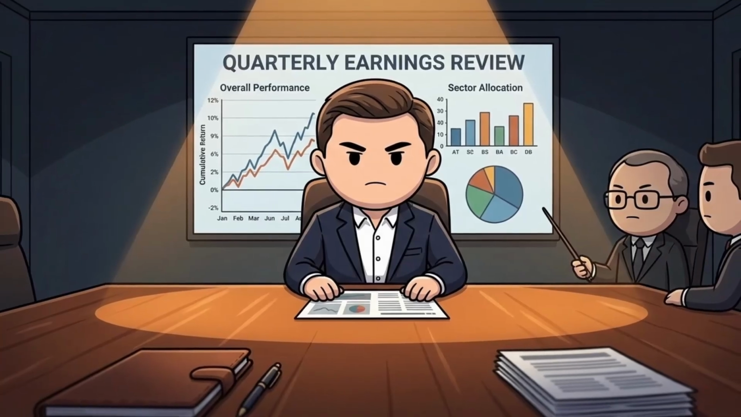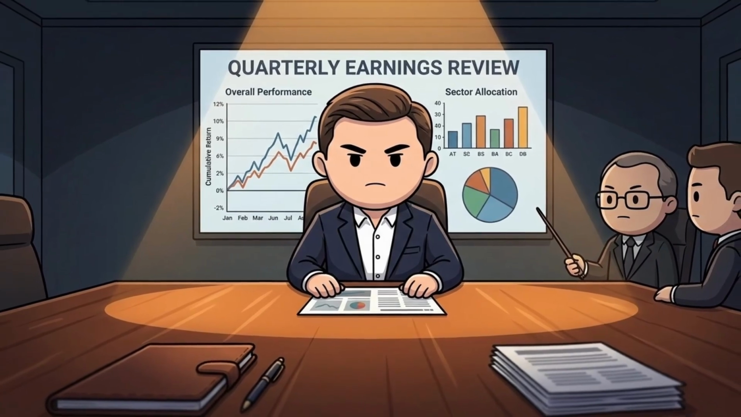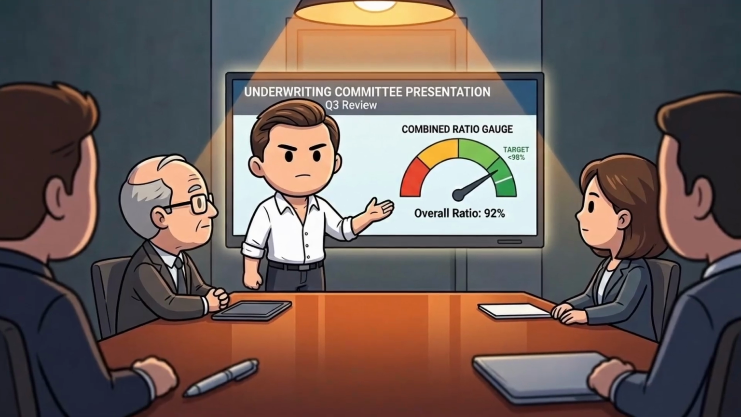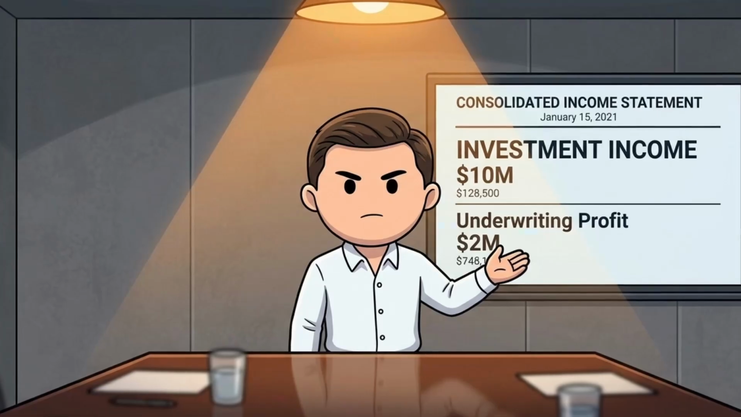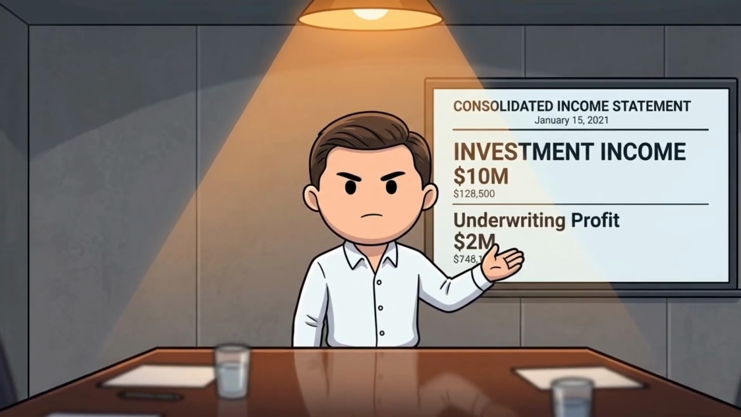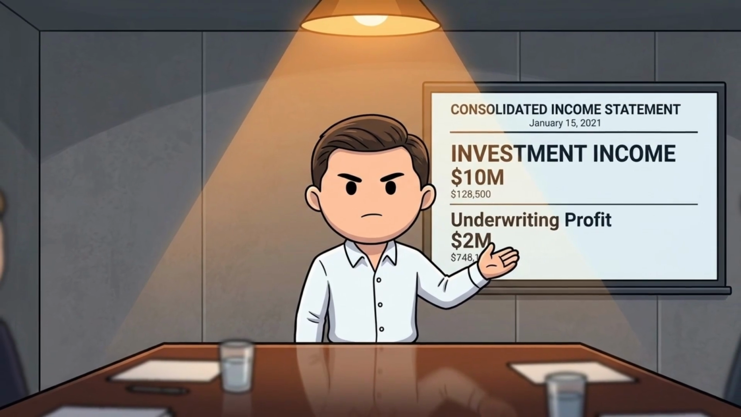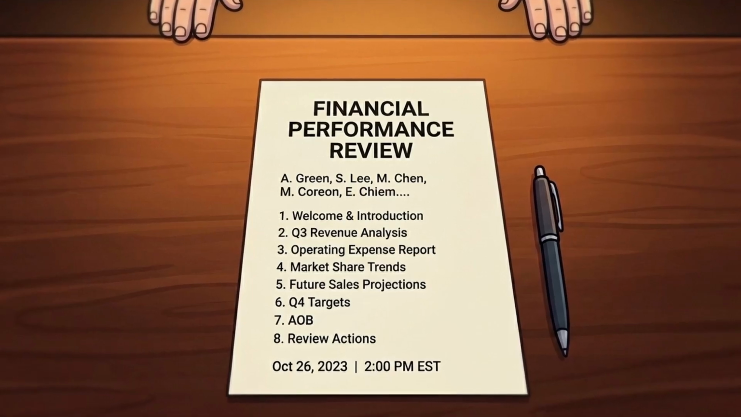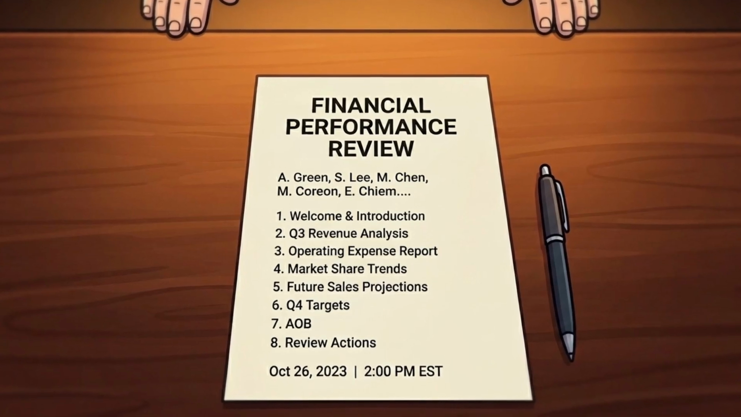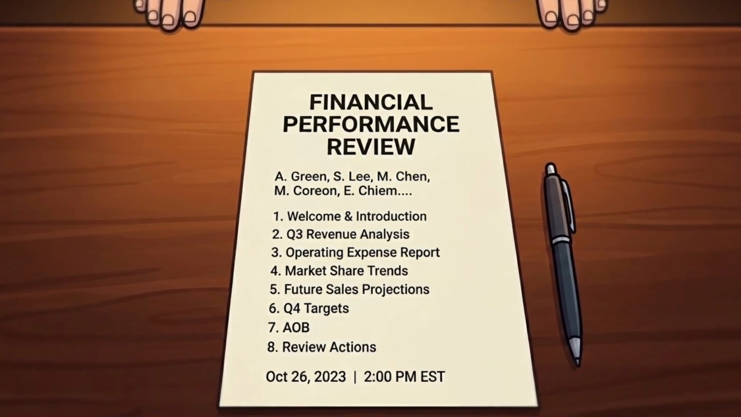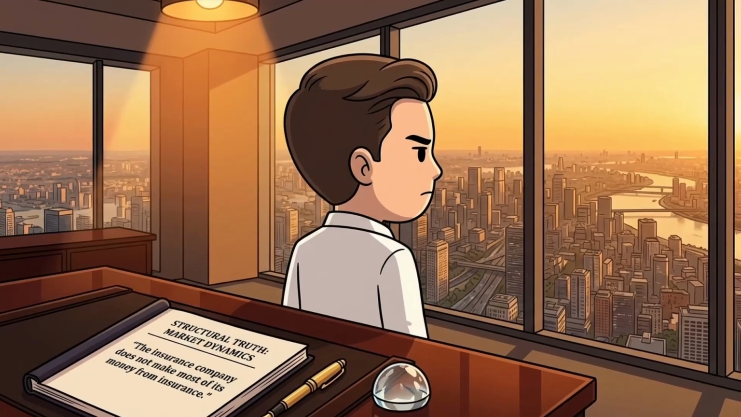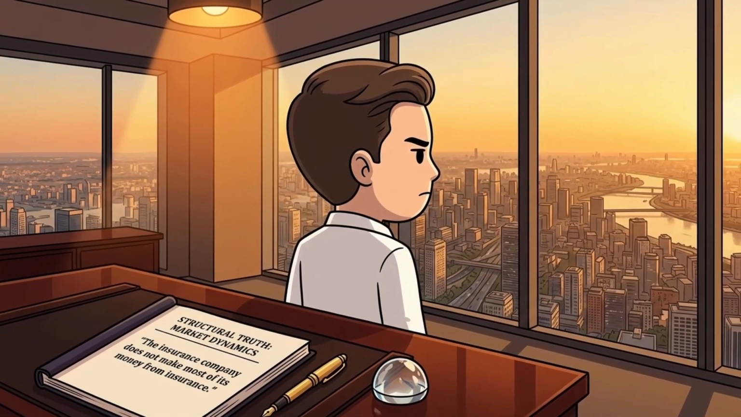You sit in a quarterly earnings review. The investment committee presents the portfolio performance. The underwriting committee presents the combined ratio. You present the consolidated income statement. Everyone in the room understands the relationship between the two lines. The word insurance does not appear in the meeting agenda. The agenda says Financial Performance Review. The title is accurate. The insurance company does not make most of its money from insurance.